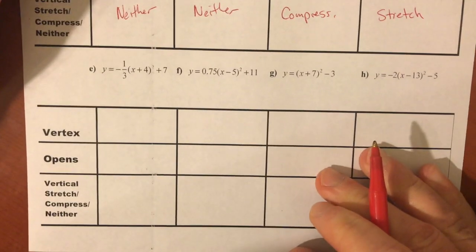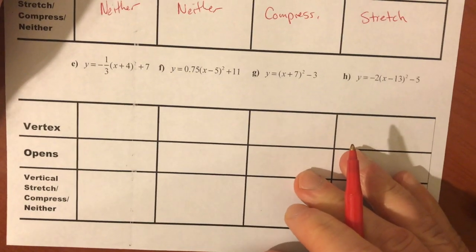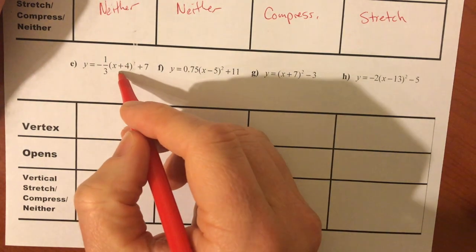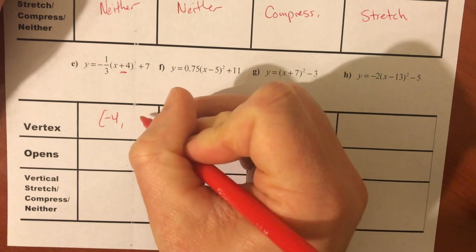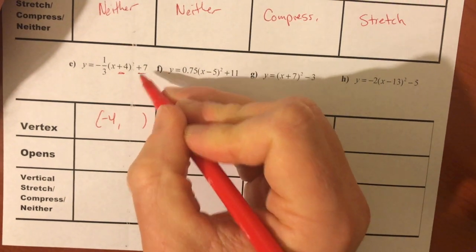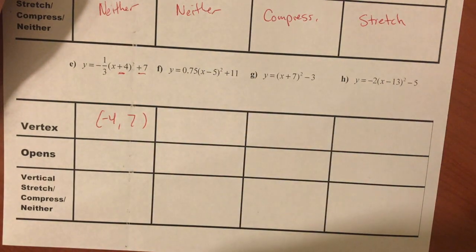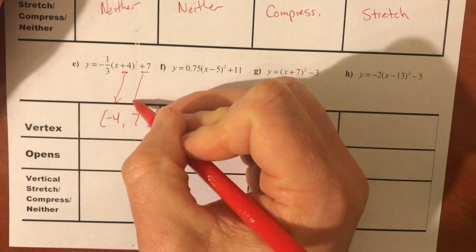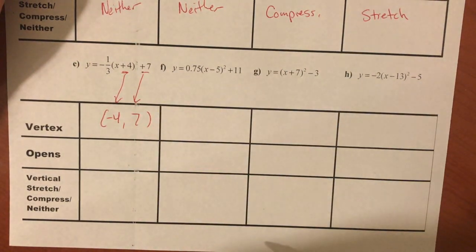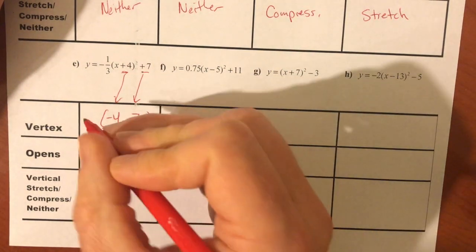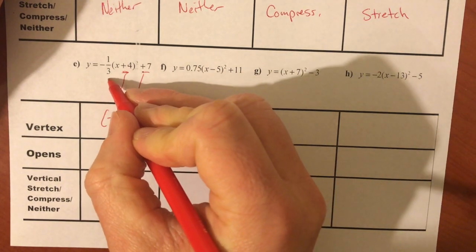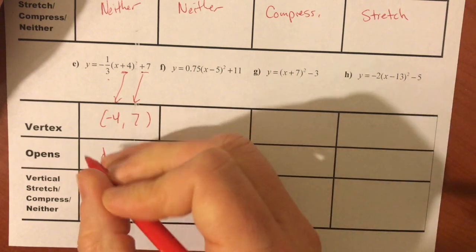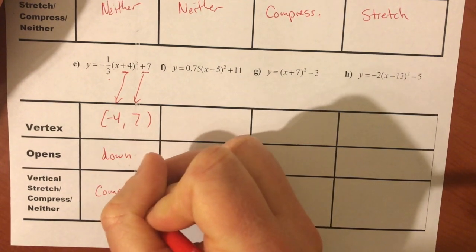And last few examples right here. Once you get the hang of this, you can fly through these though. Plus 4 on the inside makes it move 4 units to the left. Plus 7 on the end makes it move 7 units up. Opposite of what you see for the x-coordinate, same as what you see for the y-coordinate. Leading coefficient is negative, so that opens down. And it's 1/3, which would be a flatter slope, which is a vertical compression.